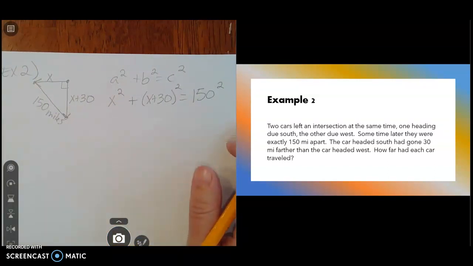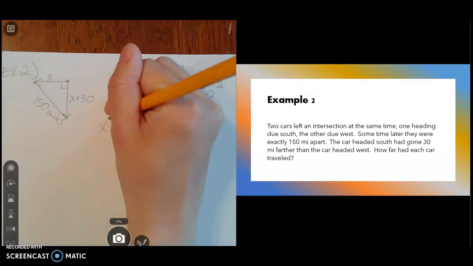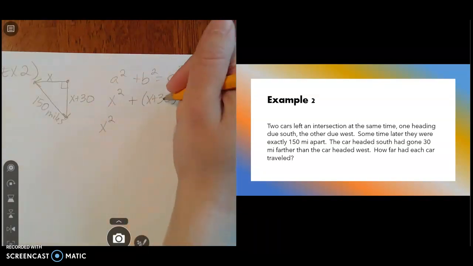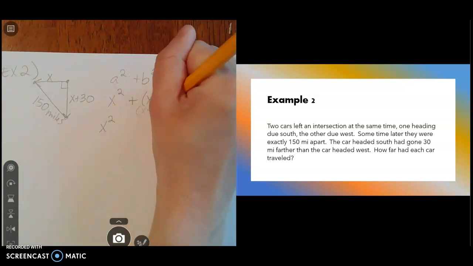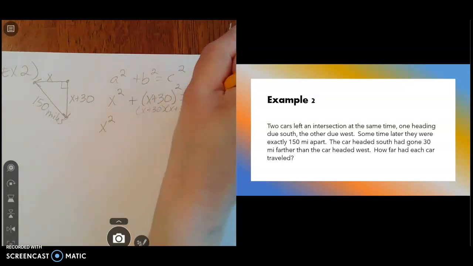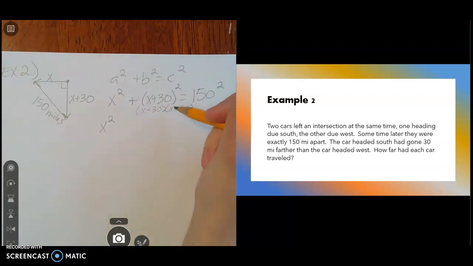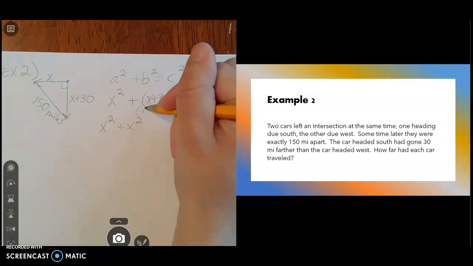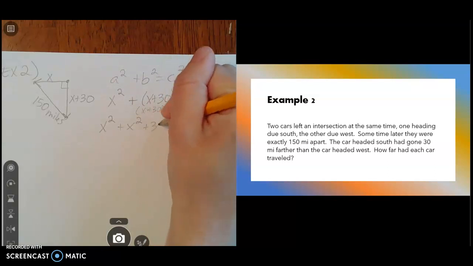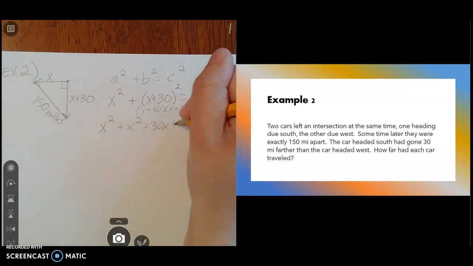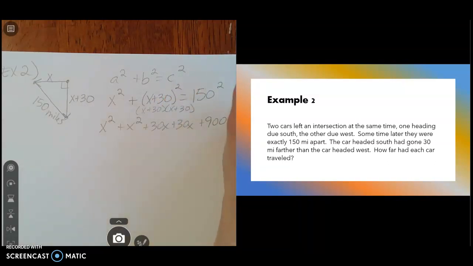From here, it's just equation solving. So x squared, of course, is x squared. X plus 30 squared, just reminding you, is the same thing as x plus 30 times x plus 30, and you're going to need to distribute that. So x times x is a positive x squared. X times 30 is 30x. 30 times x is another 30x. And 30 times 30 is 900. On the other side, we have 150 squared. So 150 times 150 is 22,500.